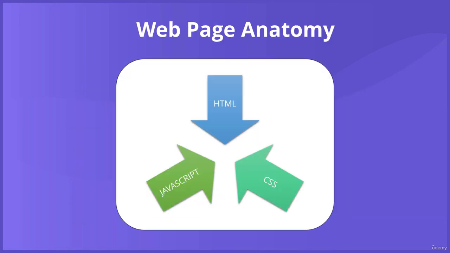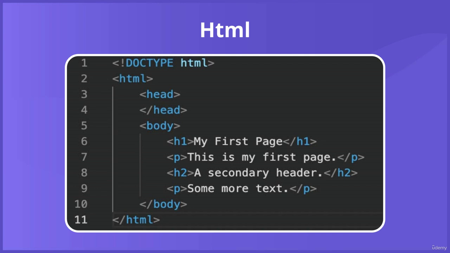All right, so now that we know that, it's time to have a look at web page anatomy. So you may already know that web pages are composed of three primary technologies, right? We've got the HTML, which is the hypertext markup language, and this just provides the structure and content of a web page. Here's an example of HTML.